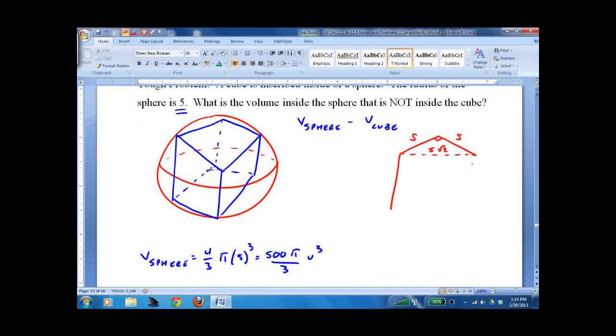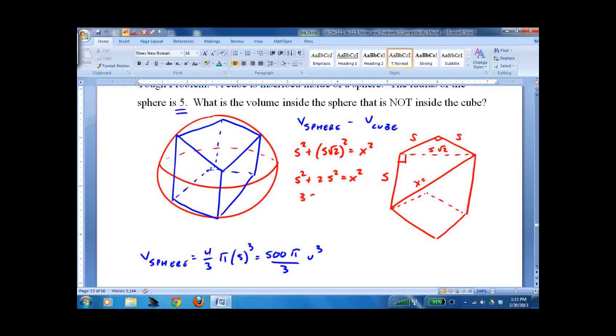So if we go down the side, and we say, well, what's this line here? Well, this is also a side, and this is also a right angle. So the question mark here, call it x for the time being, we'd get s squared plus s root 2 squared equals x squared. S squared plus 2s squared equals x squared. 3s squared equals x squared. S squared equals x squared over 3.